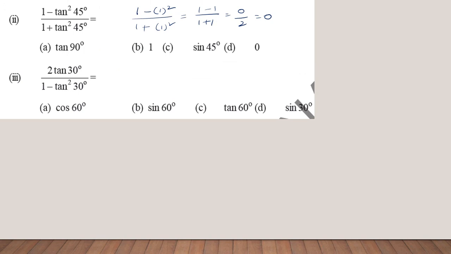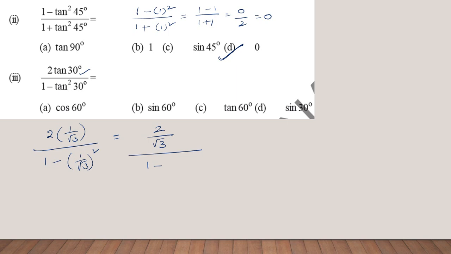So from this, clearly from option D we can say that its answer is 0, right? Next, moving on to question number 3. So this we are going to do down. So 2 into tan 30 value, so tan 30 is 1 by root 3, divided by 1 minus 1 by root 3 whole square. So from this, what I am going to get is 2 by root 3 whole divided by 1 minus 1 by root 3 whole square, that means 1 by 3.